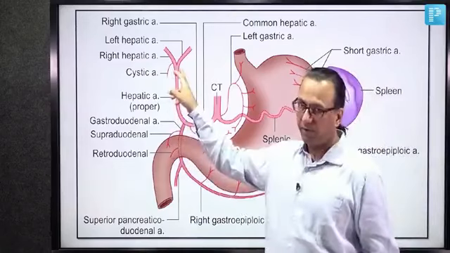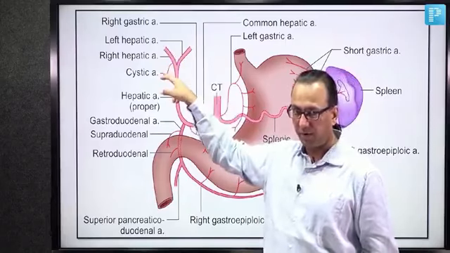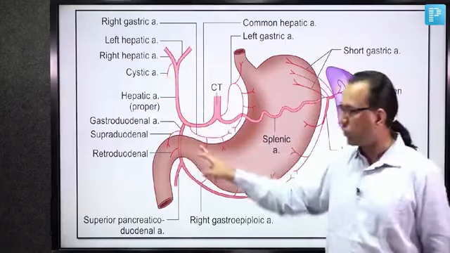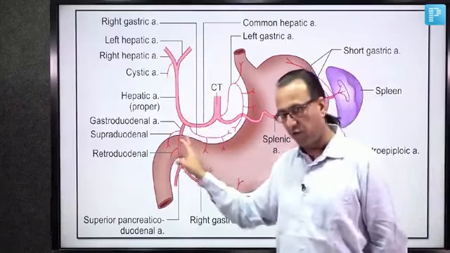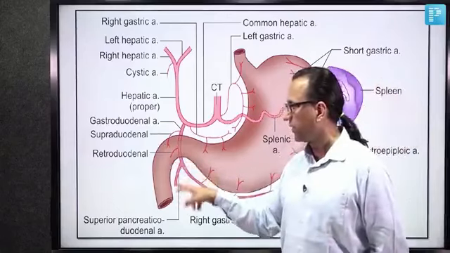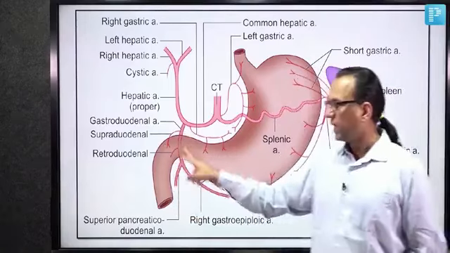The hepatic artery will be divided into right and left hepatic arteries, and the right hepatic artery gives the cystic artery to the gallbladder, whereas the gastroduodenal artery passes behind the first part of the duodenum. It is prone to bleeding if there is a posterior perforation of a duodenal ulcer. It is dividing into two branches. One is called the superior pancreaticoduodenal artery, supplying the proximal half of the duodenum and upper head of pancreas.